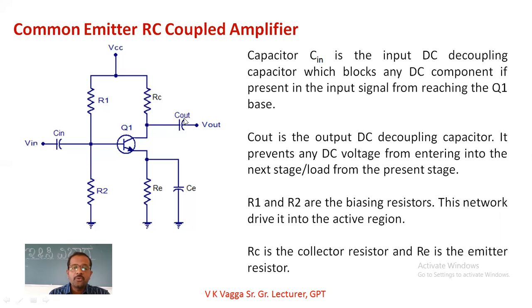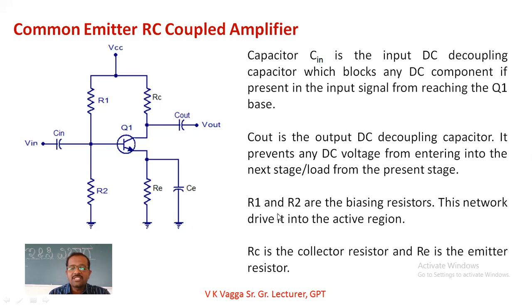In order to couple the output with the load or the next stage, you use the coupling capacitor CL. It also blocks any DC present and allows only the AC signal to pass to the load or the next stage. And R1 and R2 are the biasing resistors.